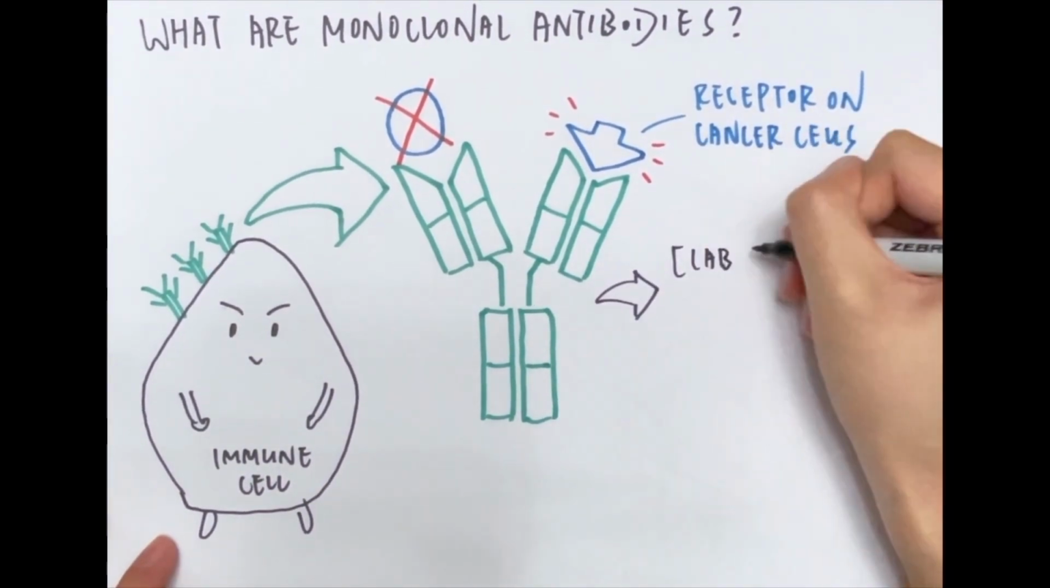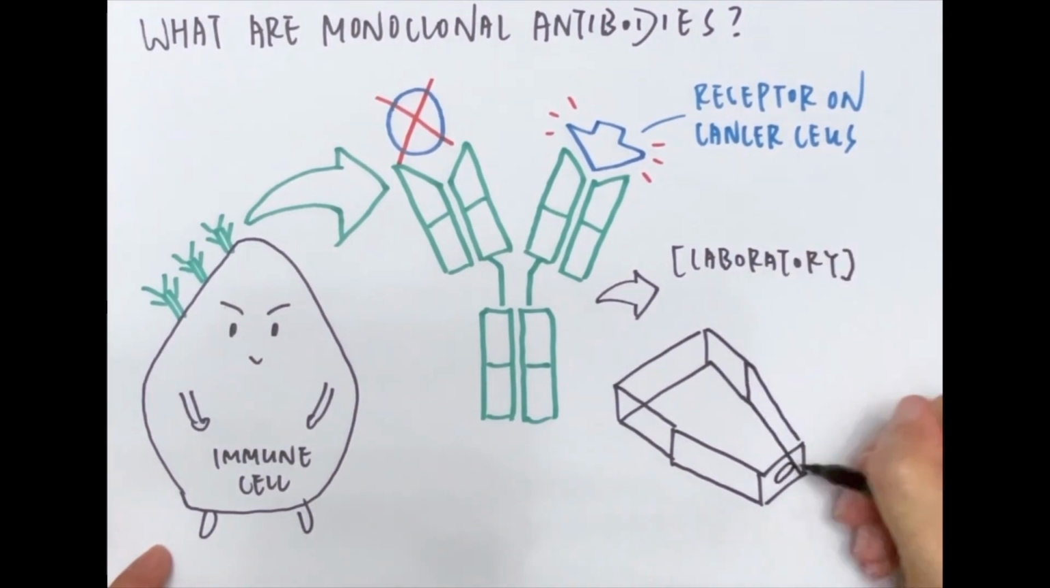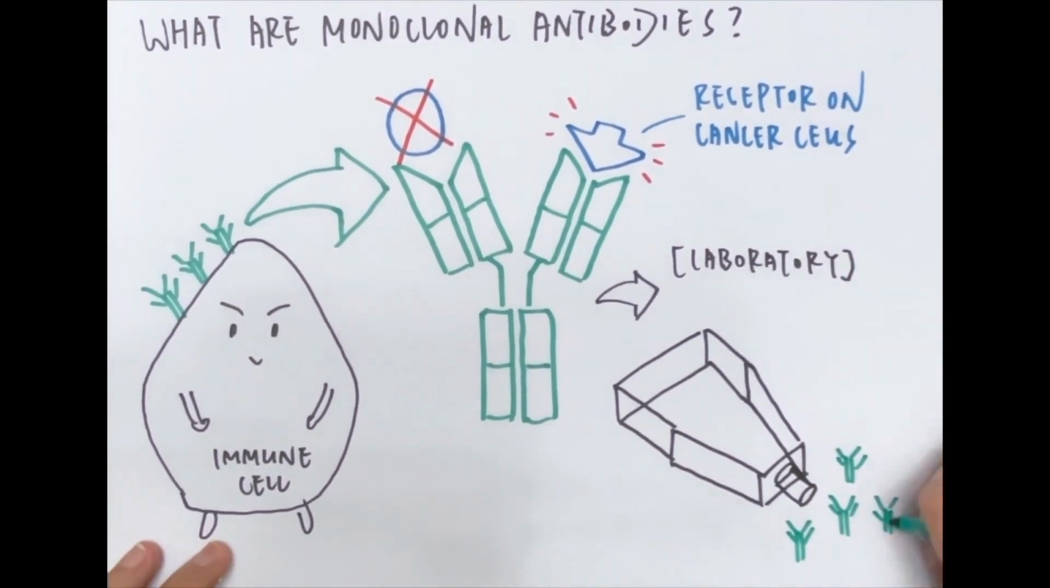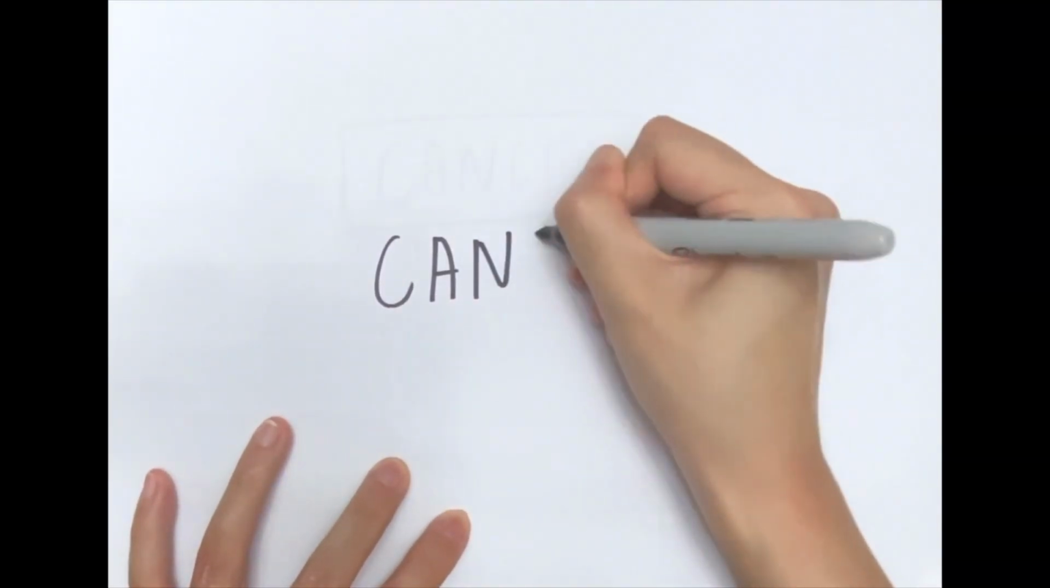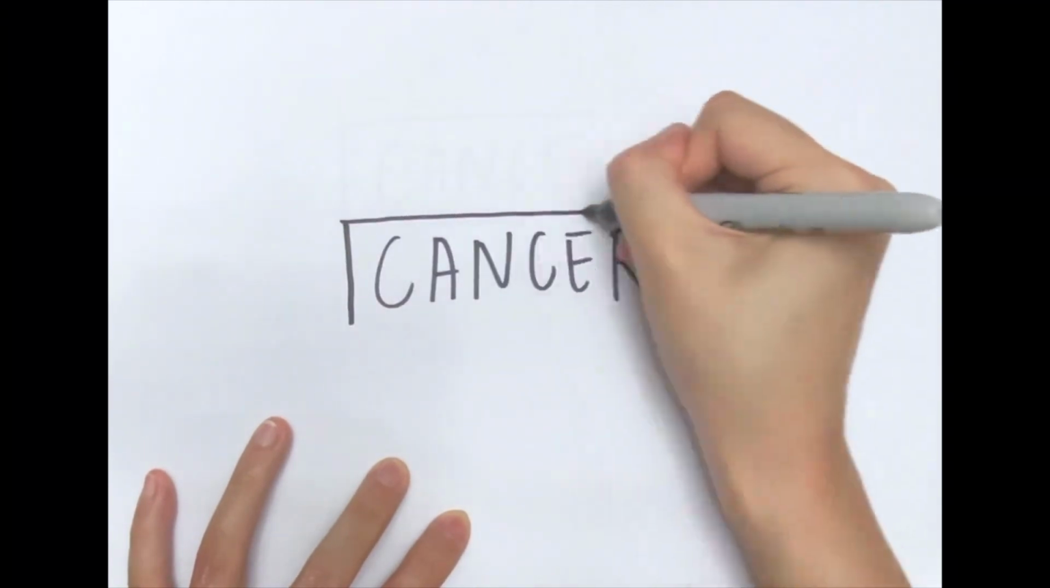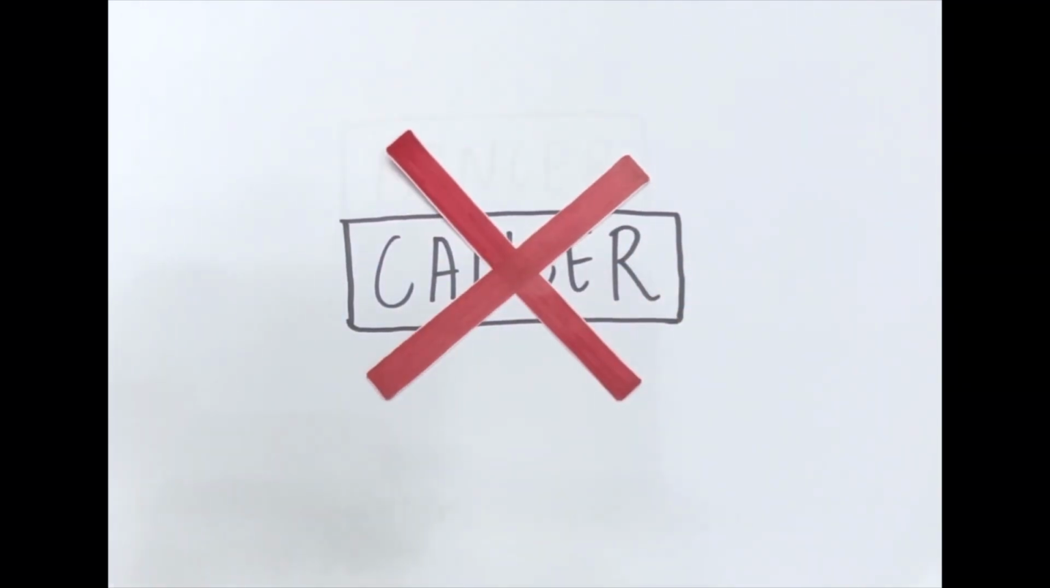In the laboratory, this antibody can then be made into millions of identical copies, which are known as monoclonal antibodies, or MABs. When injected intravenously into the patients, monoclonal antibodies could exert their anti-cancer effects. There are 3 different types with different working mechanisms.